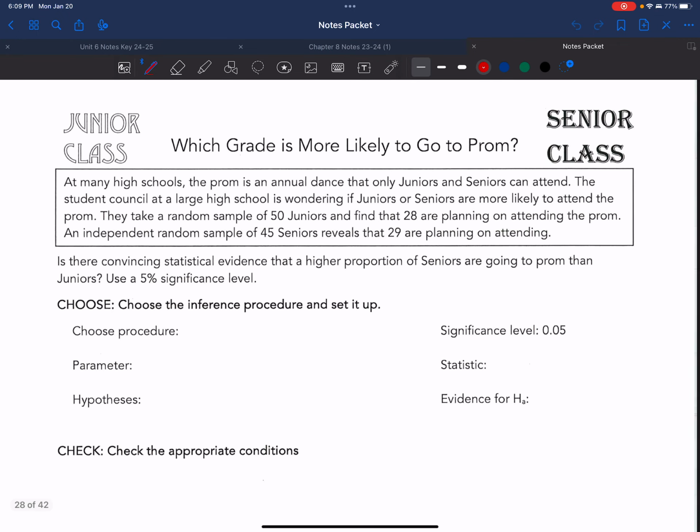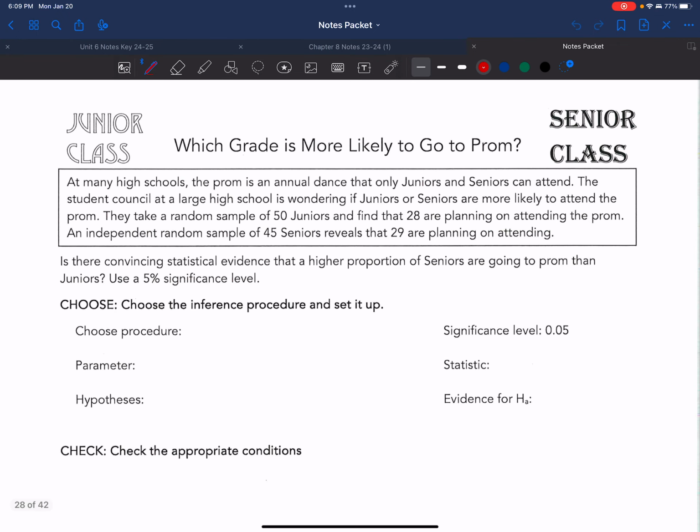So it says, which grade is more likely to go to prom? So we've seen this example before, but it says at many high schools, the prom is an annual dance that only juniors and seniors can attend. The student council at a large high school is wondering if juniors or seniors are more likely to attend the prom. They take a random sample of 50 juniors and find that 28 are planning to attend prom, and an independent random sample of 45 seniors reveals that 29 are planning on attending. So it says, is there convincing statistical evidence that a higher proportion of seniors are going to prom than juniors? Use a 5% significance level.